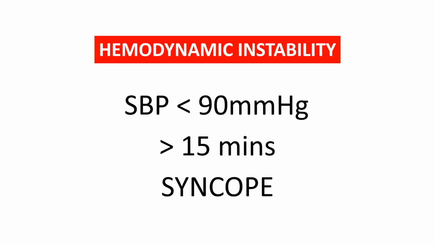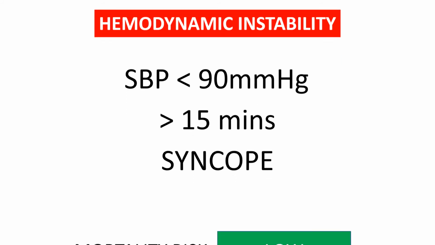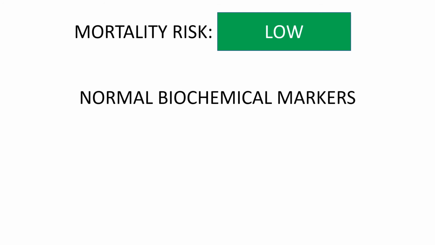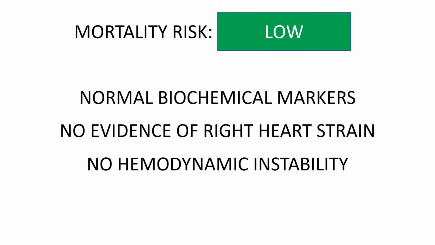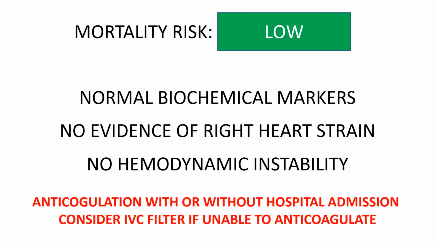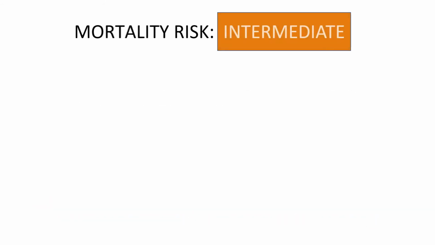Now let's go ahead and define a low-risk PE. A low-risk PE has normal biomarkers, no right heart strain, and normal hemodynamics. These patients can be treated with anticoagulation alone, with or without a hospital admission. In patients who you cannot anticoagulate due to various reasons, you may consider an IVC filter.